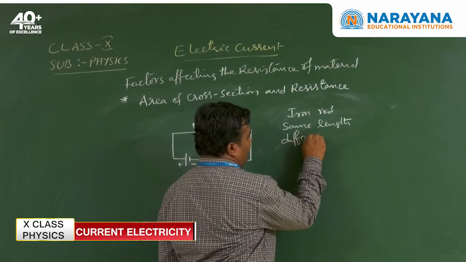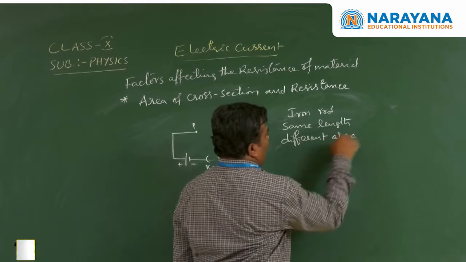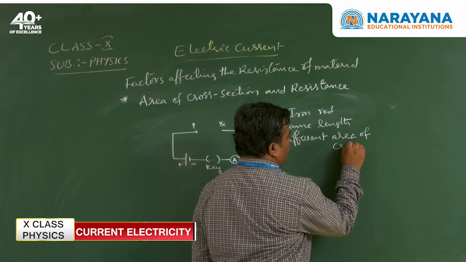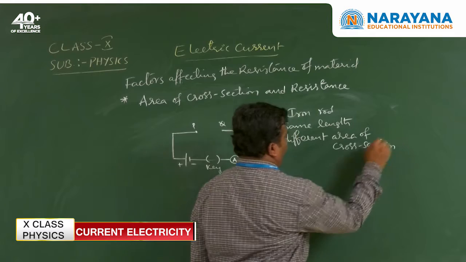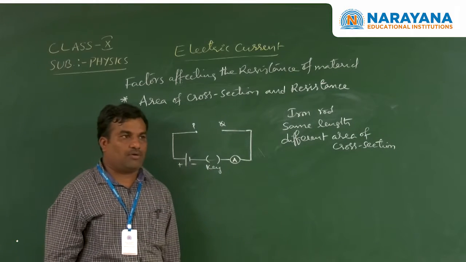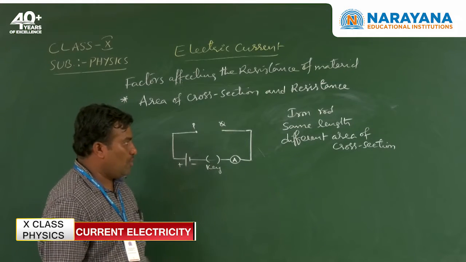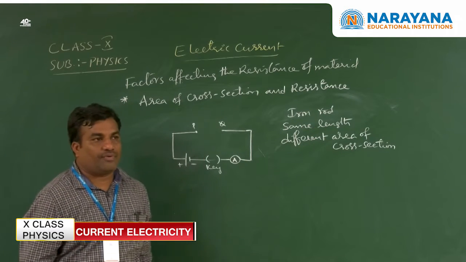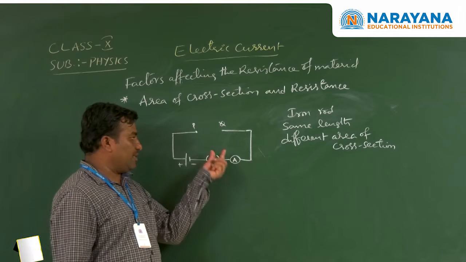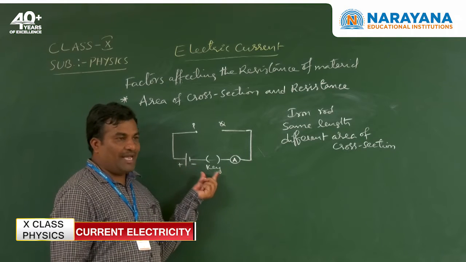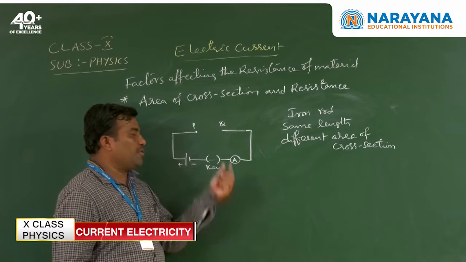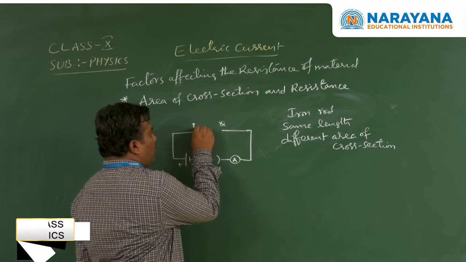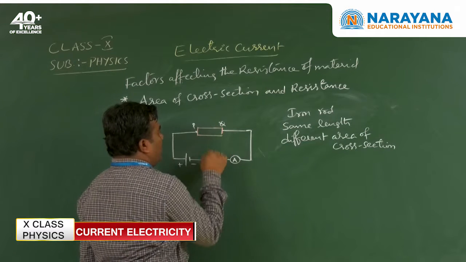Same length, different area of cross section. The iron rod is common, only one material, same length, different area of cross section. The iron rods were collected and the circuit made using a battery, key and ammeter between the P and Q points. First of all, we fix one area of cross section of the iron rod between P and Q.